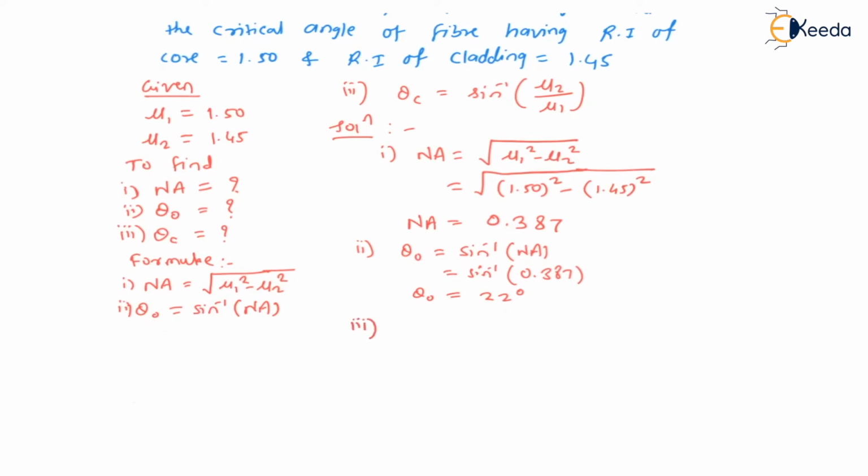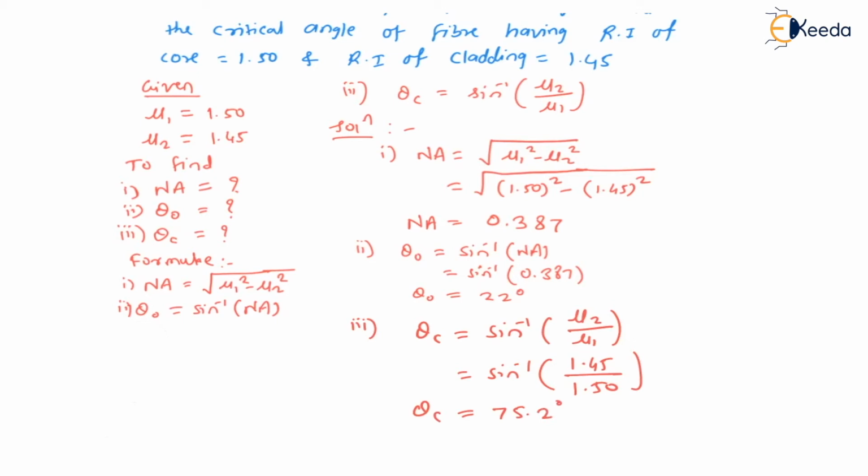So it is what? It is the critical angle. So theta c is equal to sine inverse of mu2 upon mu1. By substituting the values here, mu2 is what? It is of cladding, so it will be 1.45 divided by 1.50. And then by doing the calculation, one can have the answer for critical angle as 75.2 degrees.